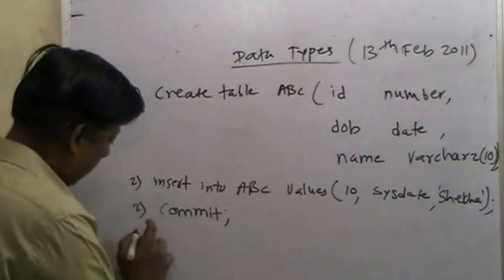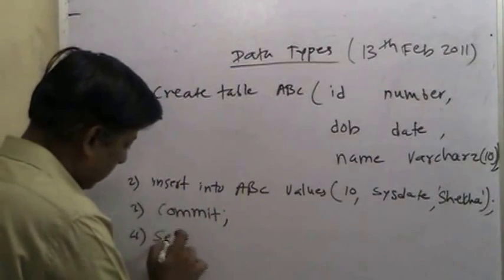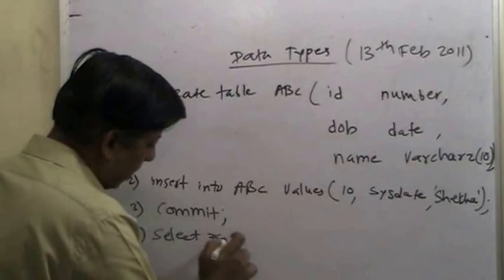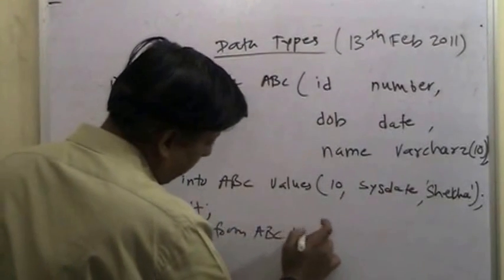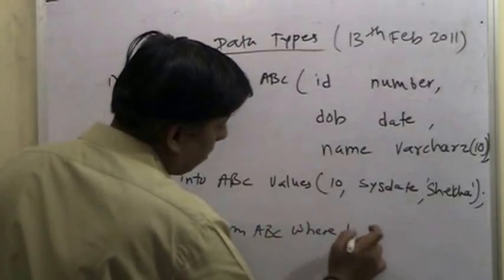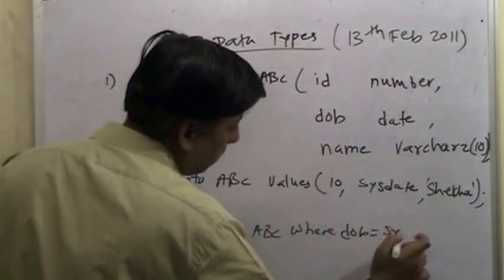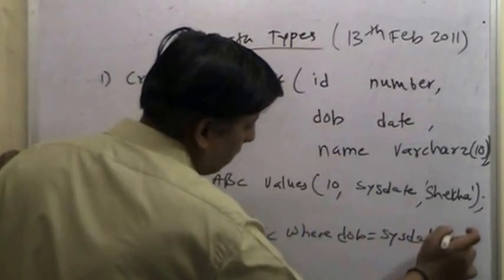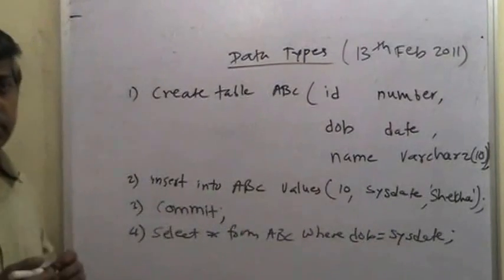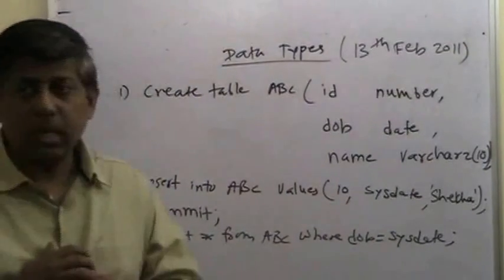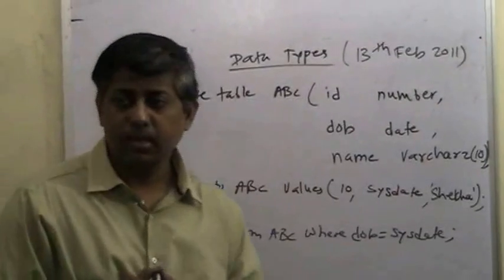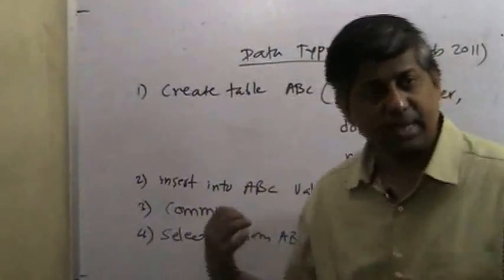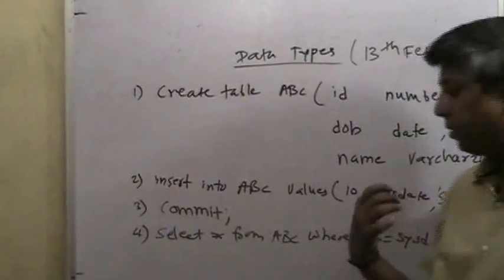So that is the third command, and the fourth command I execute: select star from ABC where date of birth is equal to sysdate. Where date of birth is equal to sysdate, what output should I see, or what output will I get? No rows selected. No rows selected. And why is that? That is what I want to ask. Why no rows selected?